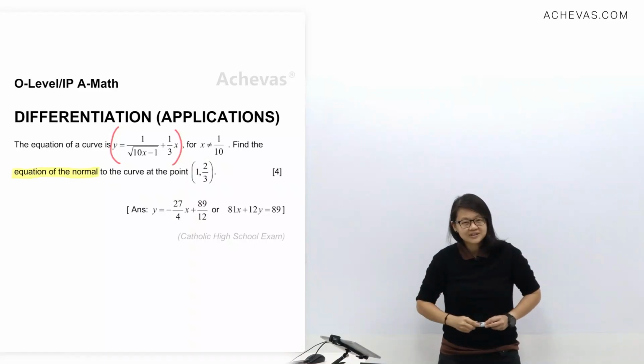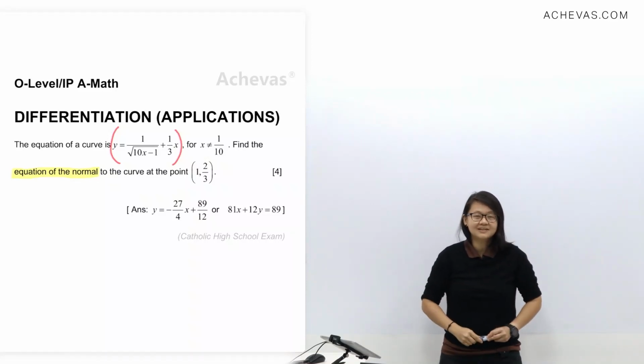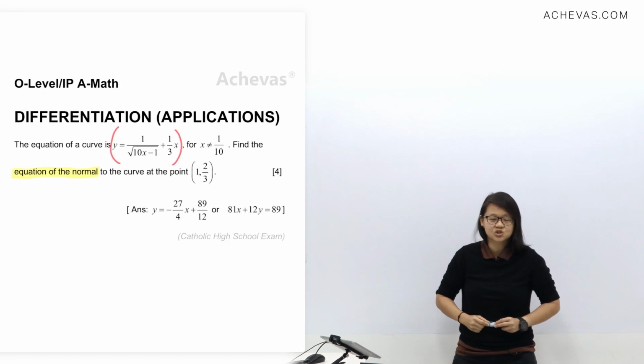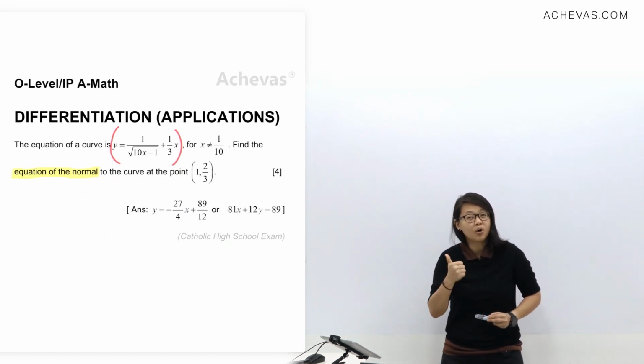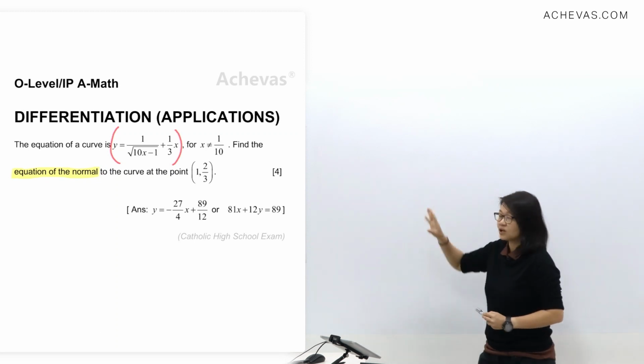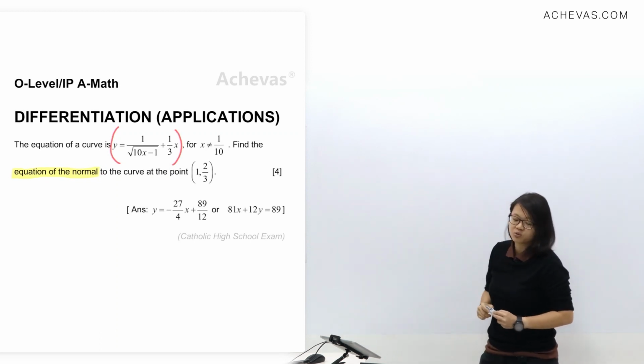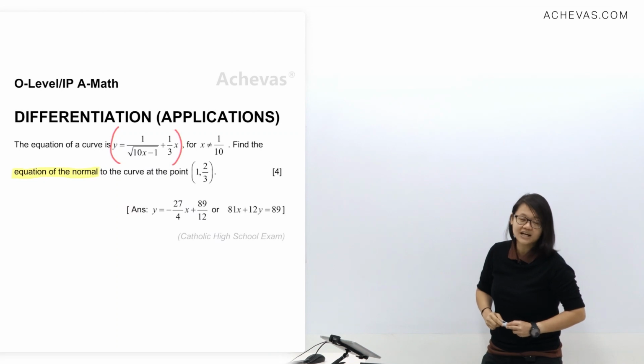Let's take a look at this question here, to form an equation of the normal. Firstly, the normal is a straight line. So to form an equation of a straight line, we need two pieces of information, a point and a gradient. So let's take a look at the question there. We already have a point, which is (1, 2/3). So what we need is the gradient of the normal.